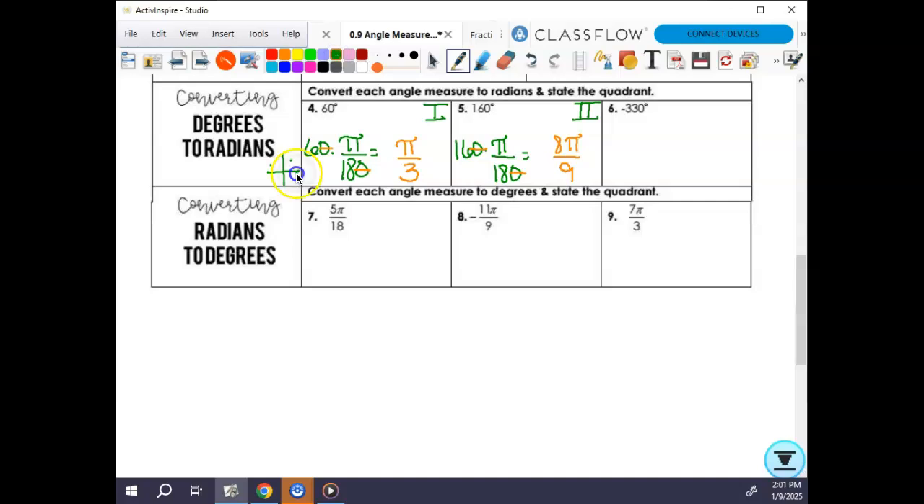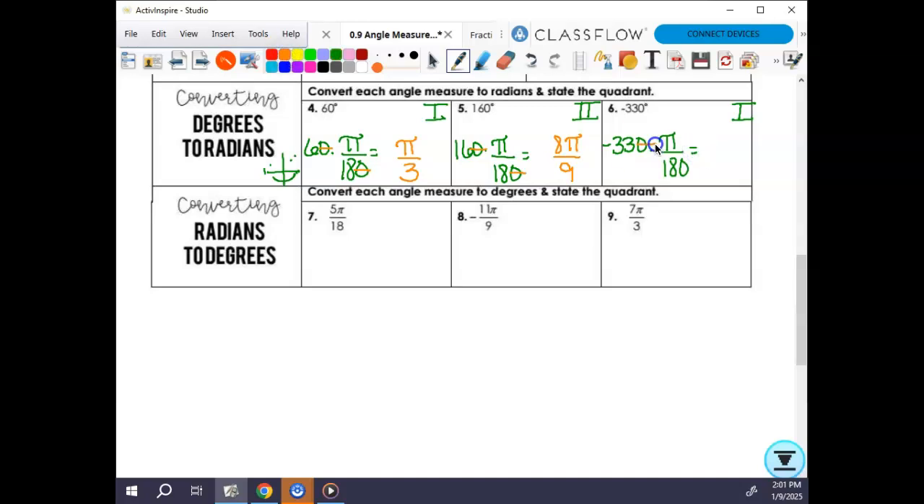Quadrant 1, because I'm here. Negative means I'm going this way, right? So I go all the way around. This would be 360, so negative 330 would have to be in there. So I think we're back in quadrant 1. So negative 330 times pi over 180.